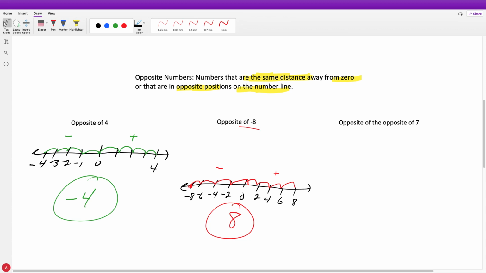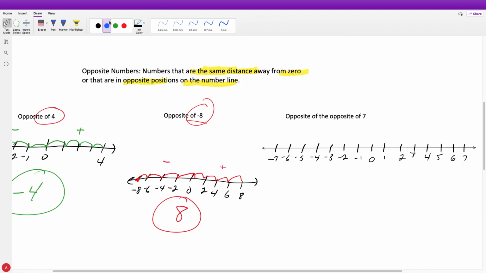So we're just looking at the number that's on the opposite side of 0 on that number line that has the exact same value. So if we start with a positive number like we did here, then our answer is going to be -4. If we start with a negative number like we did here, our answer will be +8. All right, I'm going to pause the video for a second and create a number line for this last one.